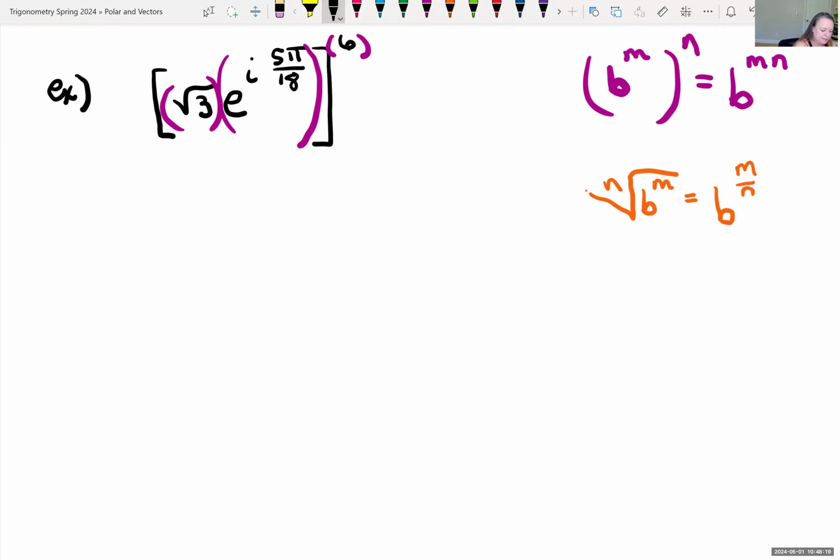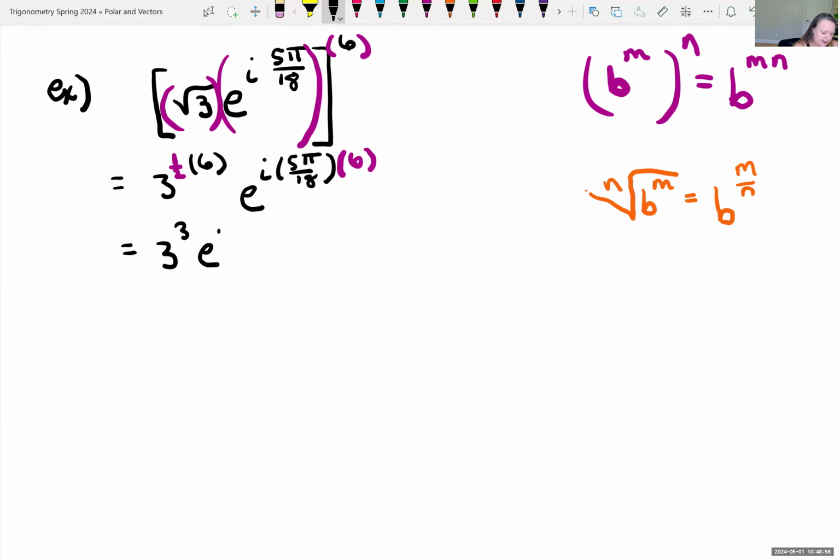So let's rewrite this. I have square root of 3. Because I know I'm going to have power to power, I'm going to write that as 3 to the 1/2 power, times my exponent of 6. And then I have e to the i 5 pi 18ths times that exponent of 6. So let's reduce this. Well, 1/2 times 6 is 3, so really I have 3 cubed.